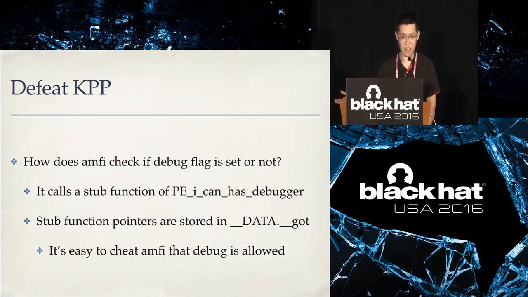But since it's RW, we could easily modify the address of this function. That means we could point PE_i_can_has_debugger to somewhere else, so it doesn't return 0 anymore, it returns 1. So MFI will think, okay, now I have a debugger attached. So this is another way to cheat KPP, and actually in the latest jailbreak 9.3.3, we use this way to patch the sandbox and MFI.